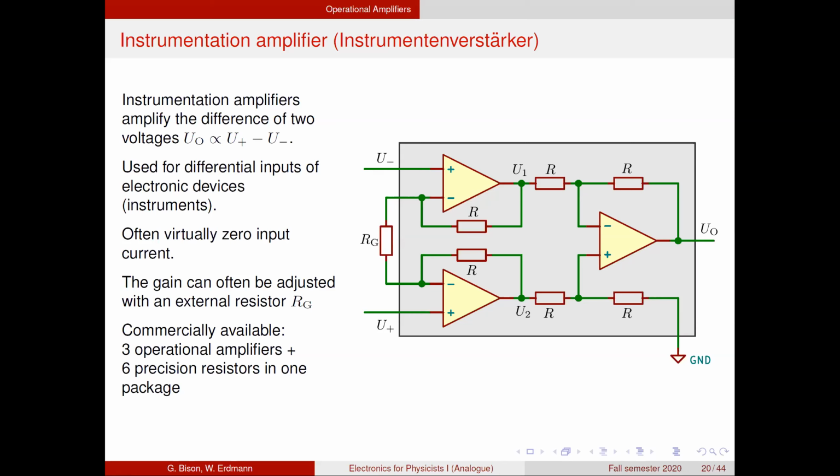Sometimes the packages also have a set of resistors built inside, and you can simply, by connecting one of the pins to the resistor that you want, choose if it's a gain of 10, 100, or 1,000, and those resistors are precisely matched to give you exactly that gain. Yeah, so they're commercially available, and they include 3 operational amplifiers and 6 precision resistors in one package, and sometimes, as I said, even more resistors to give you a choice of gains for which you do not have to find the correct resistor.